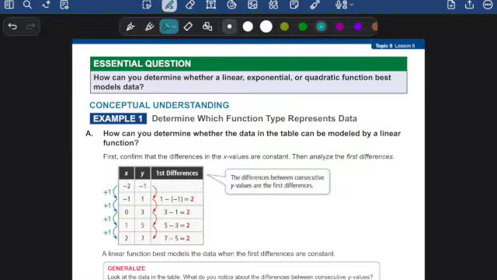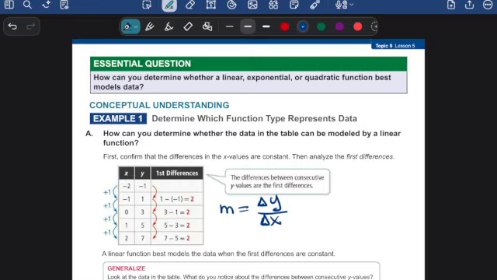So you're going to look for change in your x and your changes in your y. Remember, linear slope is rate of change. It's m equals the change in y over change of x. So if your change of x is equal to 1, that's easy. Then you're just looking for the first difference, the common difference. So if you have a constant first difference, that's your clue that it is linear.